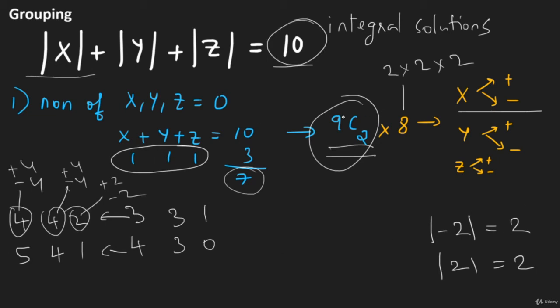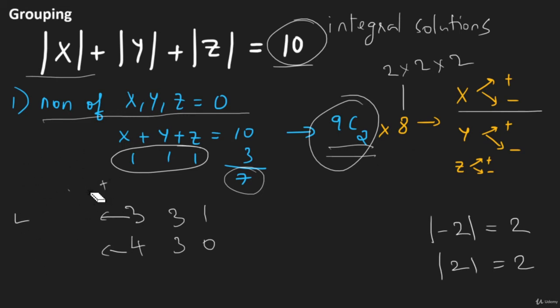Therefore, each of these 9C2 distributions can have x, y and z either positive or negative. So the number of ways in which we can do this such that none of x, y, z is equal to 0 is 9C2 into 8. Alright, let's move on. Let me make some space over here.